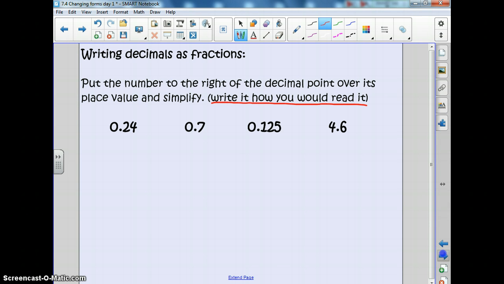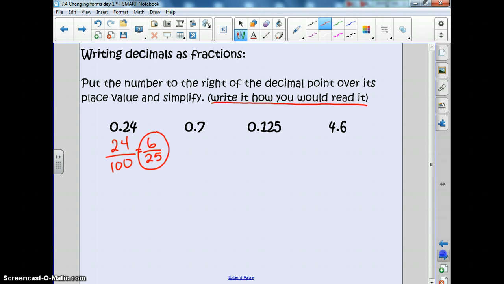Well, how would I read this one? If I'm going to read with real math terms, I wouldn't read 0.24. I would read it as 24 hundredths. All right? So I'd write 24 hundredths, 24 over 100. And then I simplify down to simplest terms. So 24 hundredths, I can divide by 4, I get 6. Divide by 4, I get 25. 6 over 25 is my answer.